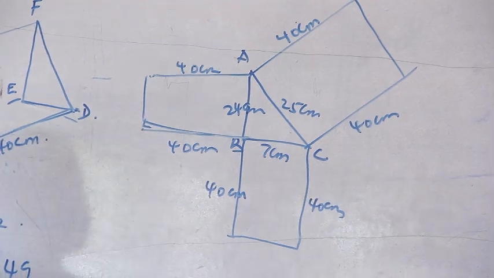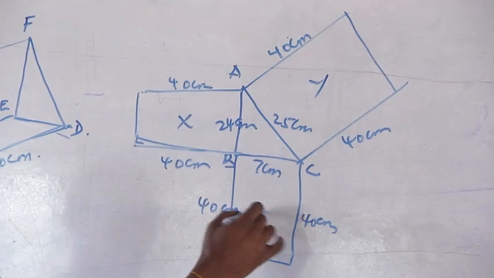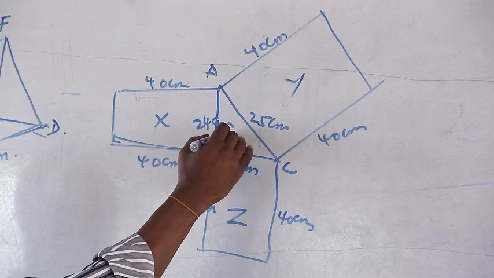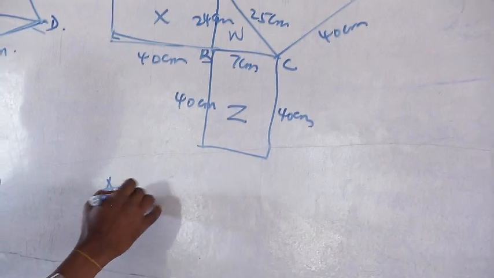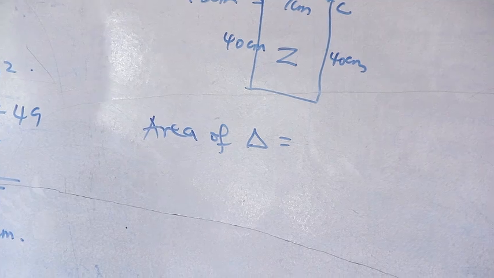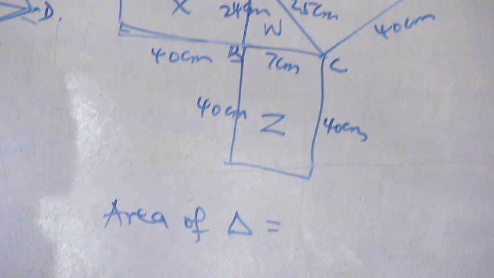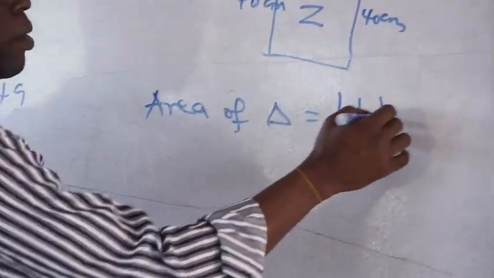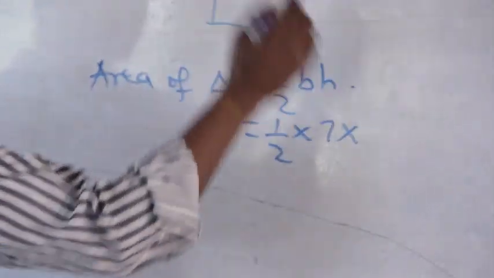So to find the total surface area, it depends on how you want to do that. I can use X, Y, Z to represent the rectangles that we have there. Likewise, let me use W to represent that triangle. Now let me first find the area of the triangle. In this case, there's no need to use Hero's formula to find the area of this triangle. It is a right angle triangle. I can use half base times height, where the base is 7 and the height is 24.